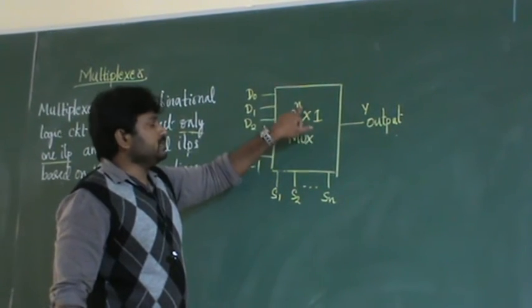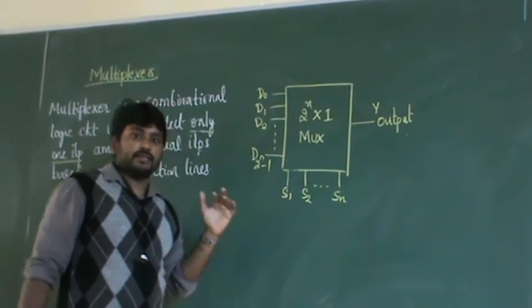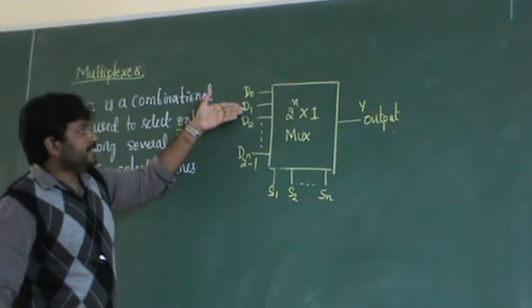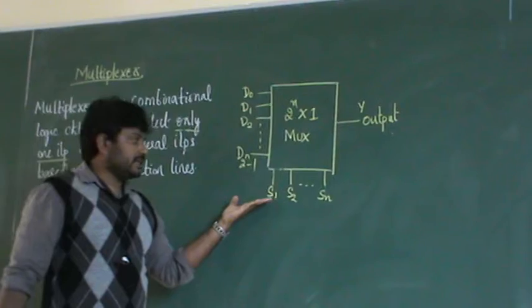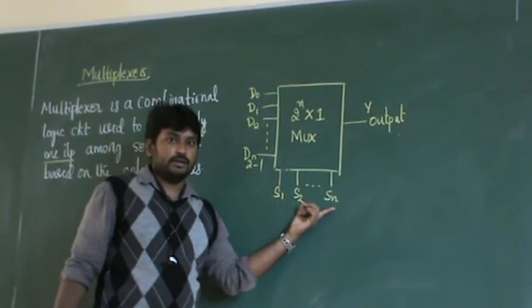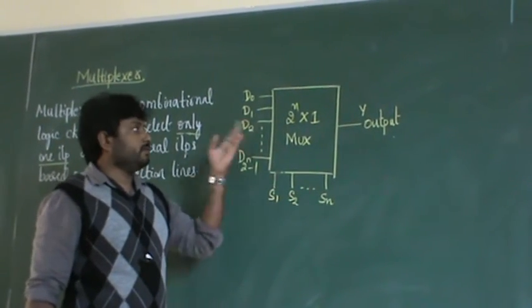Here n means the number of select bits, and the inputs are D0, D1, D2 till D to the power of 2^n minus 1. How many select lines are there? S1, S2 till Sn. So the number of select lines will be the number of bits that you are considering.